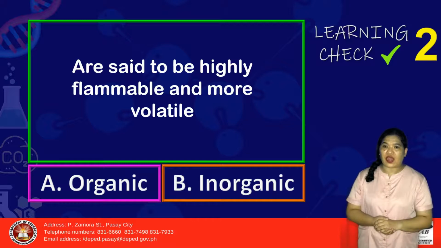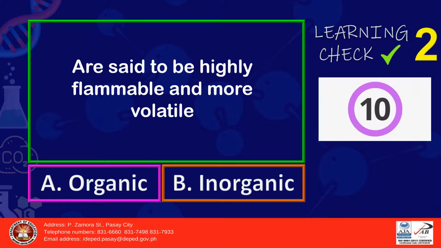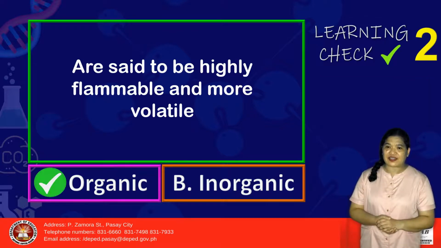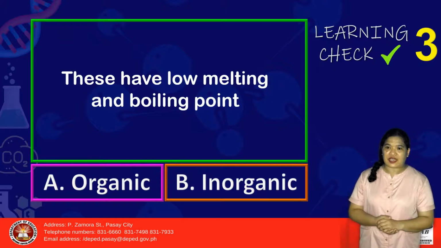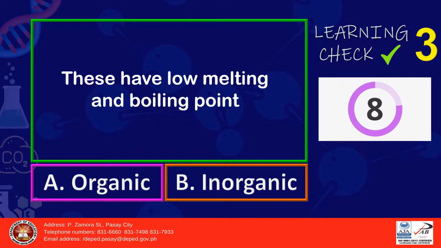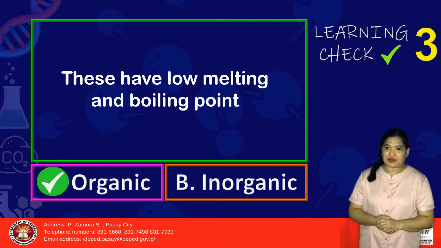Learning check number 2. Are said to be highly flammable and more volatile. Time starts now. Time is up. The correct answer is letter A, organic compound. Learning check number 3. These have low melting and boiling points. Time starts now. Time is up. The correct answer is letter A, organic compound.